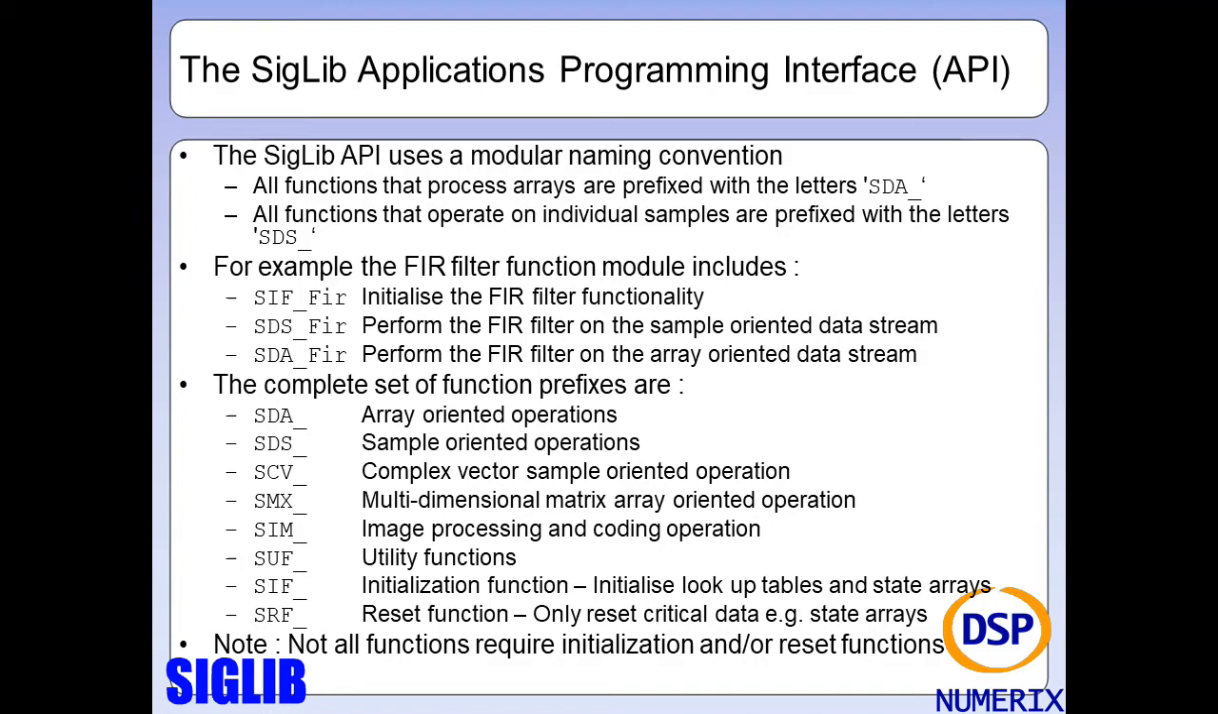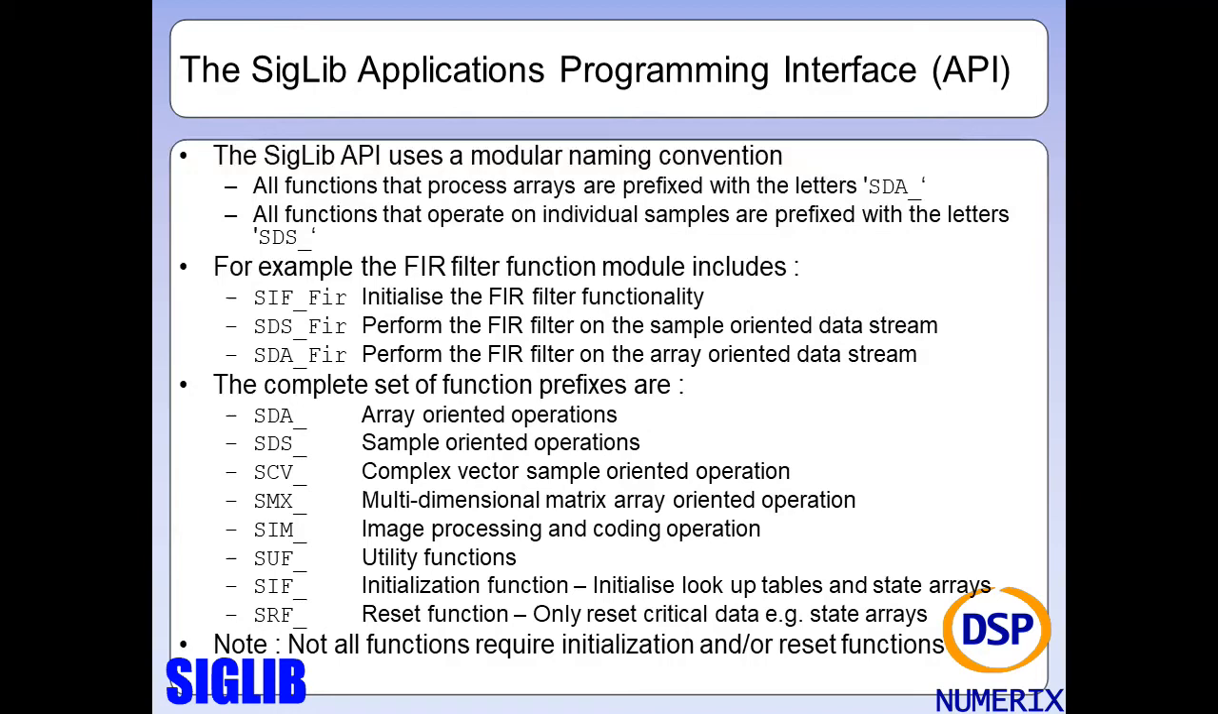For example, the SDS_add and the SDA_add functions, which just add data values together, do not require initialization of internal data arrays or variables. The complete list of function prefixes are shown on the slide. I've already discussed SDA and SDS, but SigLib also has SCV for a SigLib complex vector-oriented operation, SMX for a SigLib matrix-oriented operation, SIM for image processing functions, SUF for utility functions. A good example would be the function that returns the version number for the SigLib library.